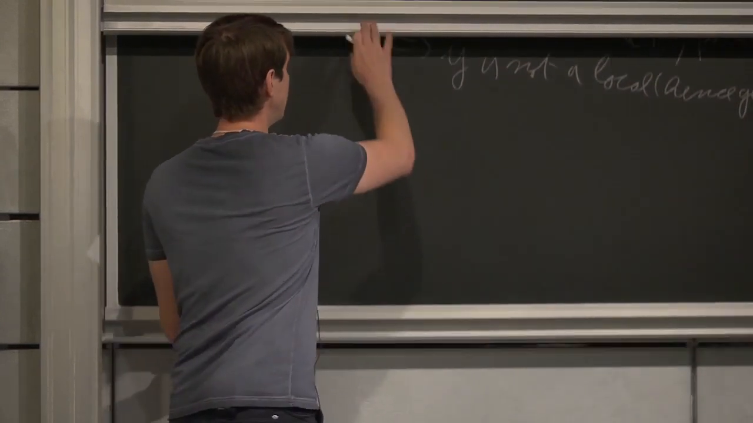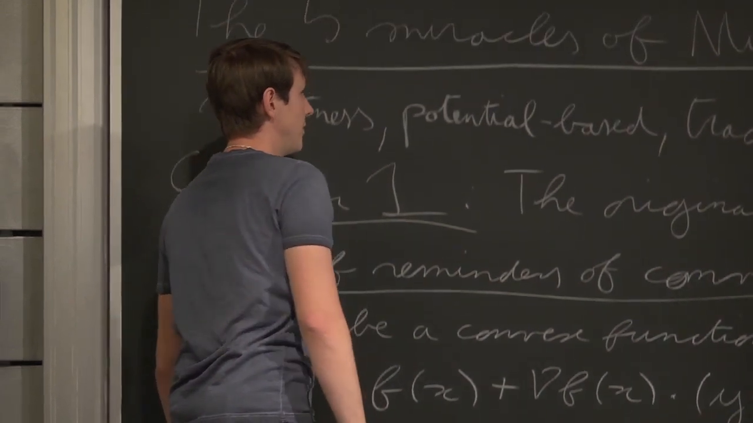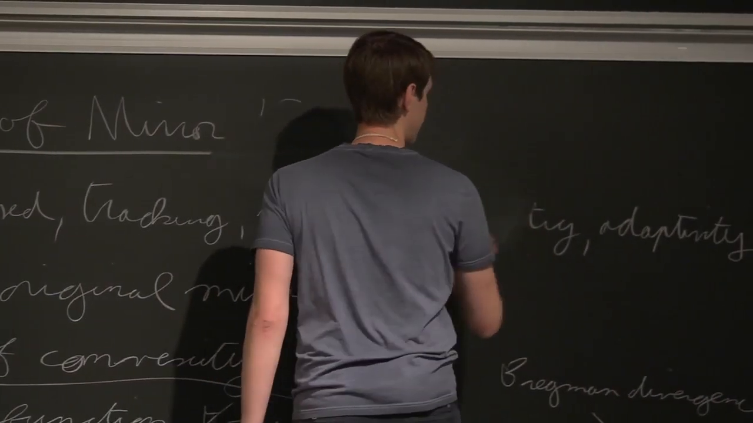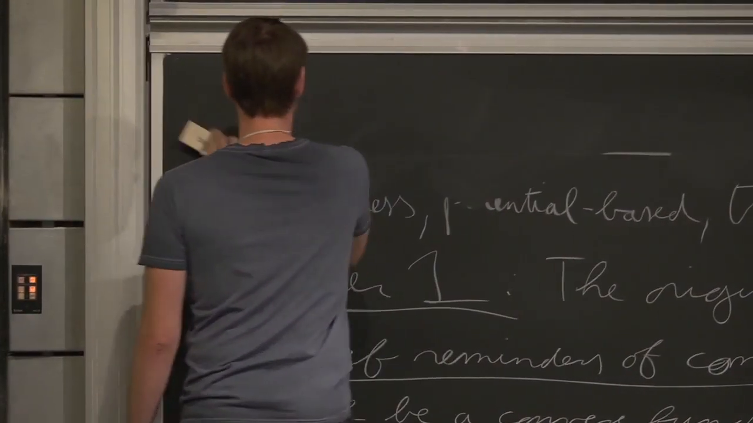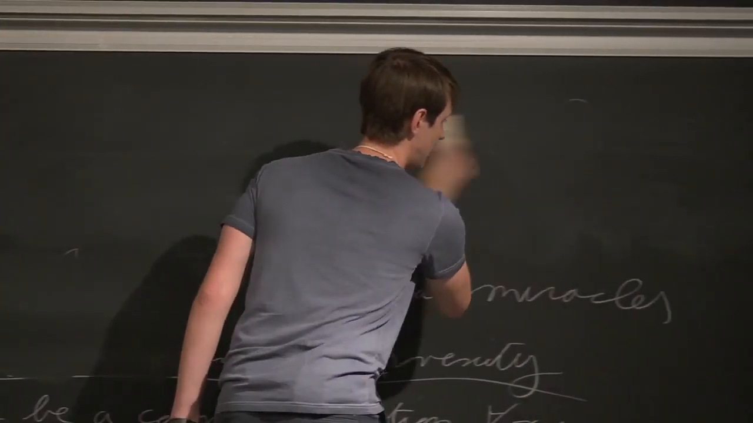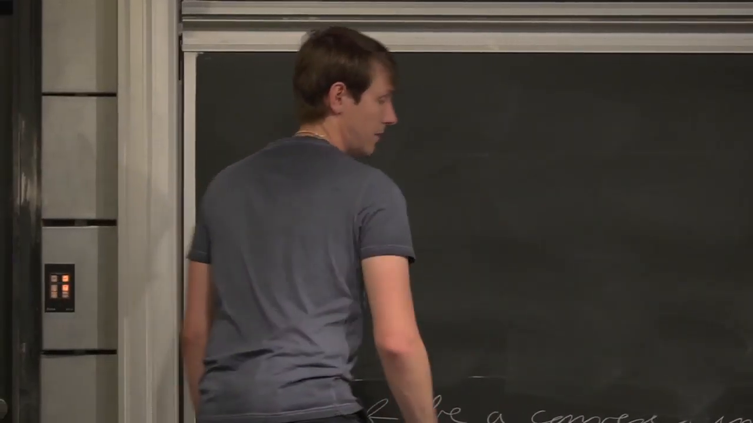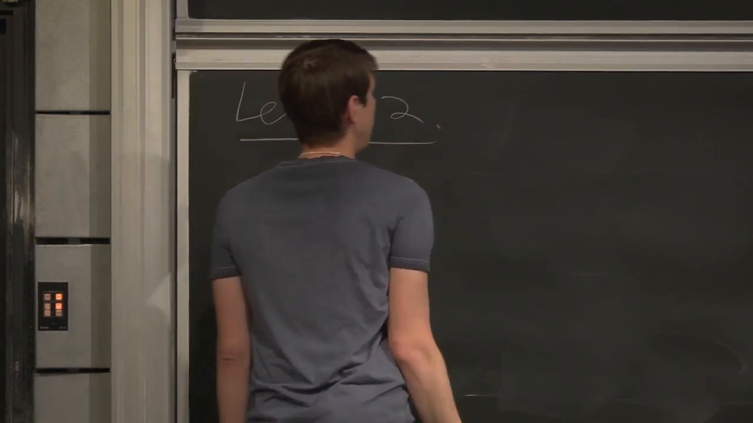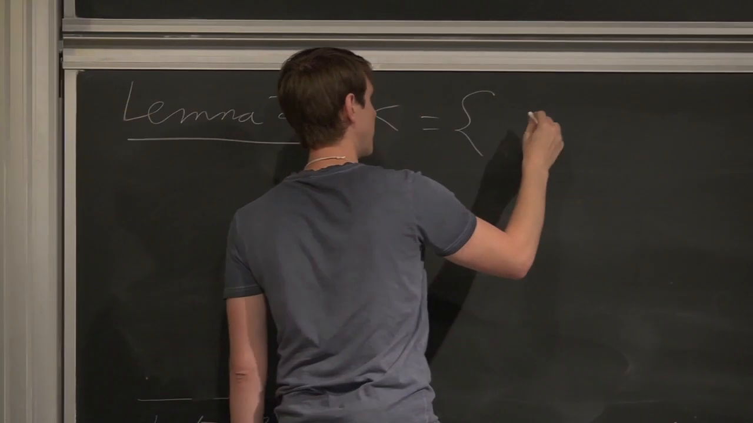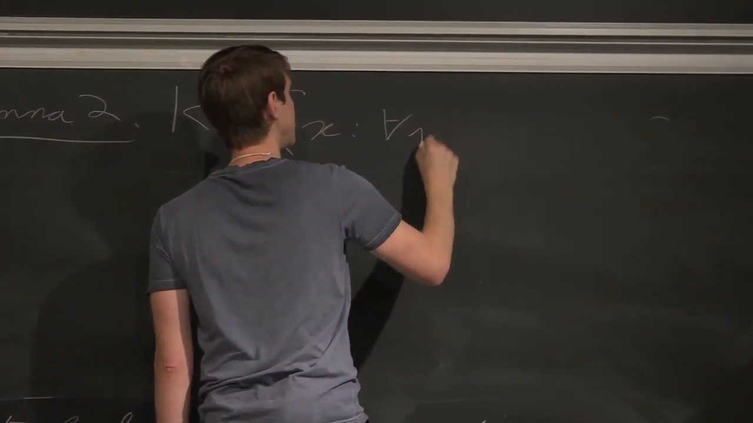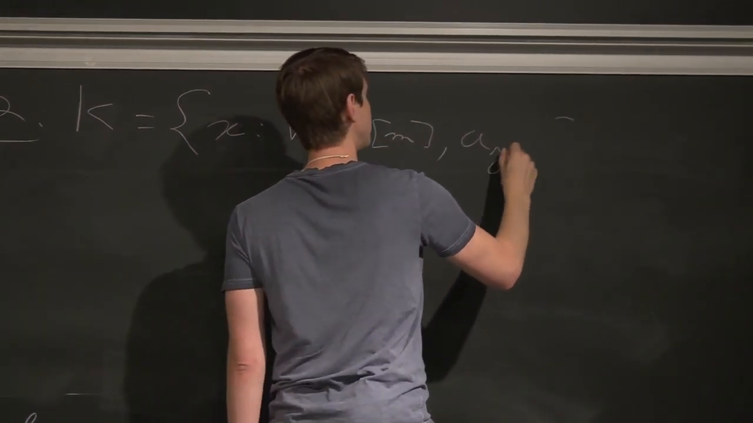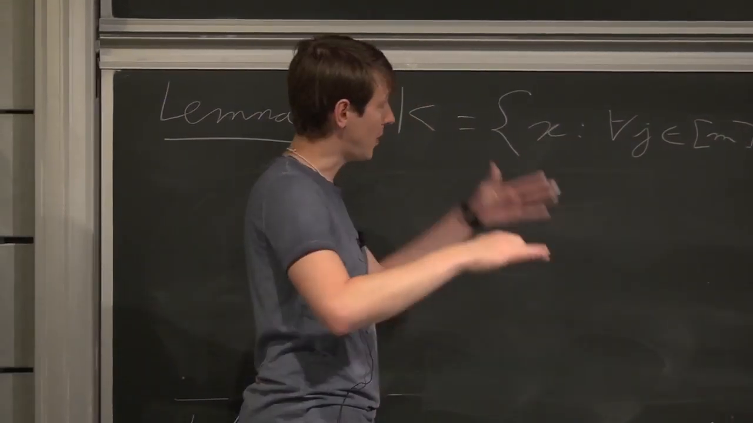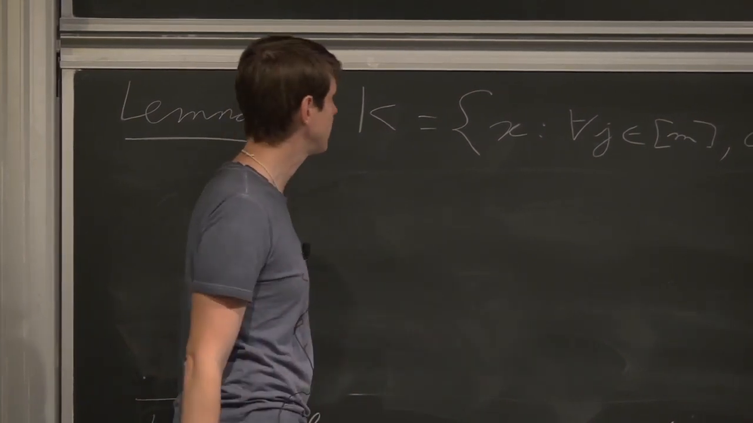So this will be very useful. Another thing which is going to be useful is to understand what the normal cone looks like. So the second lemma, lemma two. I didn't put numbers, so this was lemma one up there. Lemma two: let's say that K is a polytope, so it's of the form all the x such that for any j in 1 through m, we have the linear inequality a_j inner product with x is less than b_j. So you just have an intersection of half spaces.